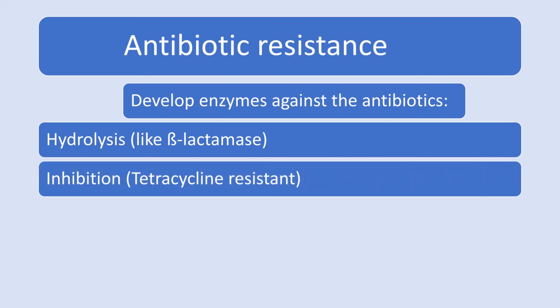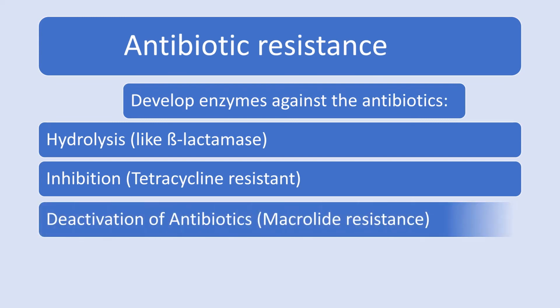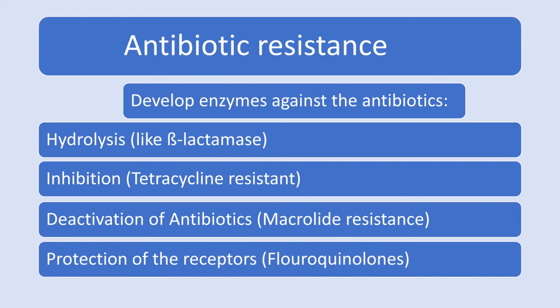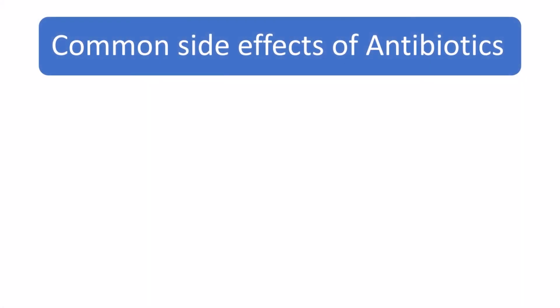Some bacteria produce enzymes that inhibit the antibiotic activity and some produce deactivators. In some cases though, bacteria produce substances that protect the receptors from antibiotics, which means that they cover the substrate to which the antibiotics are supposed to bind. So basically the type of resistance that the bacteria develop depends on the species and circumstances that the particular bacterial species faces. Different classes of antibiotics have different side effects.